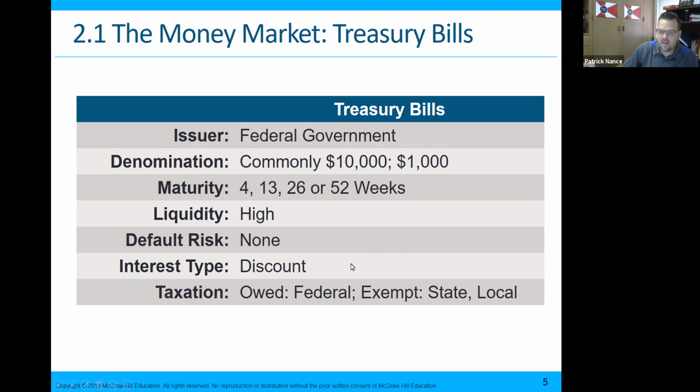Interest type is discounted, which means that you pay less for it than the face price in the first place, kind of like a discounted note, where you pay less than par value and then receive the par value afterwards. The interest is the difference between what you paid and what you received back, and what you receive back is the par value. As for taxation, it's owed for federal. T-bills are usually exempt from state and local taxes, but that would depend on the state specifically.